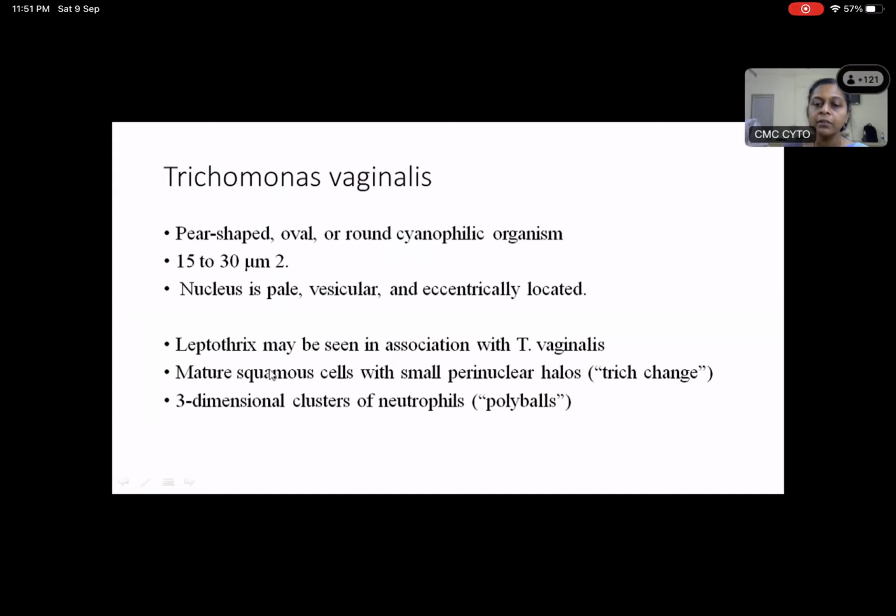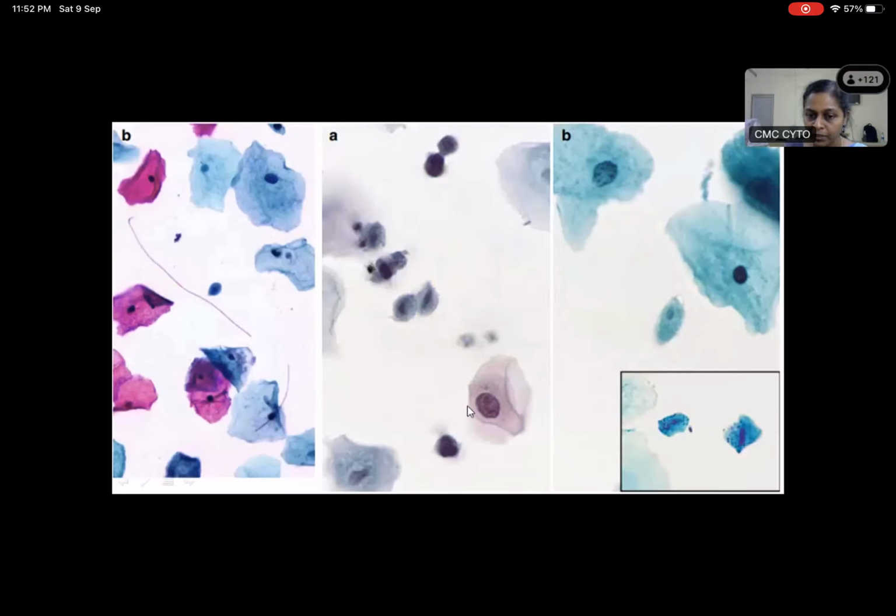And mature squamous cells will show a perinuclear halo, that is called the trich change. So this is actually the perinuclear halo. You can see a faint halo. Should not mistake this for koilocytes, because if it is a koilocyte, there will be margination and the cytoplasmic rim will be thickened. The thickening of the cytoplasmic rim will not be seen in the perinuclear halo of trich change. And a lot of neutrophils also can be present in the background, which is also a feature of Trichomonas vaginalis.